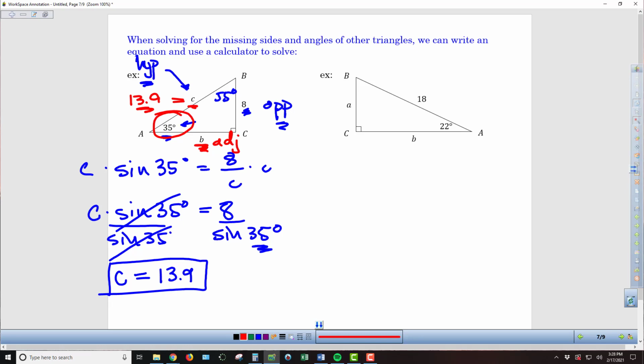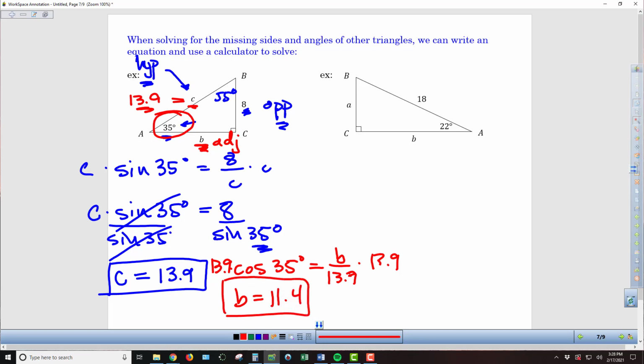So I can write an equation that says cosine of 35 degrees equals my adjacent side, which I don't know, b, over the hypotenuse, which I just found, which is 13.9. And so now to solve for b, the only thing I need to do is multiply both sides by that 13.9. And so now we're ready to use our calculator. So I can do 13.9 times the cosine of 35, and we find that that answer is 11.4 if we round off to the nearest tenth.